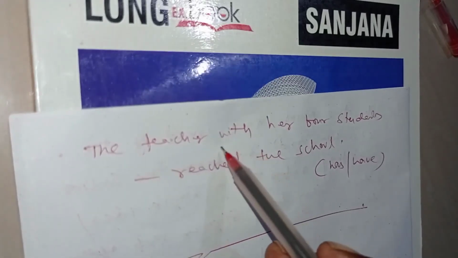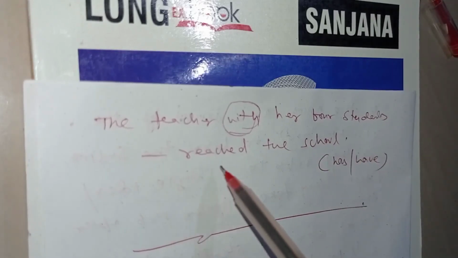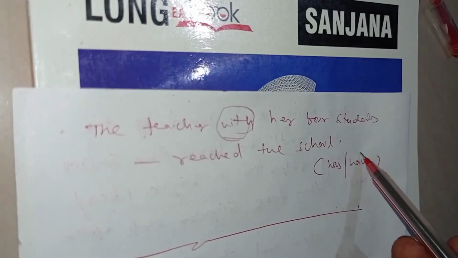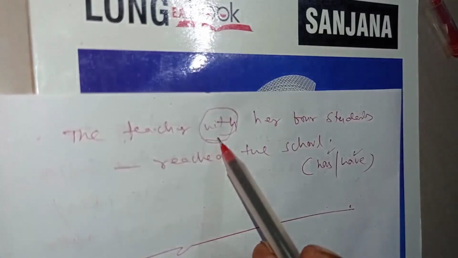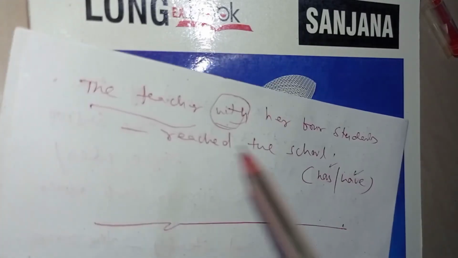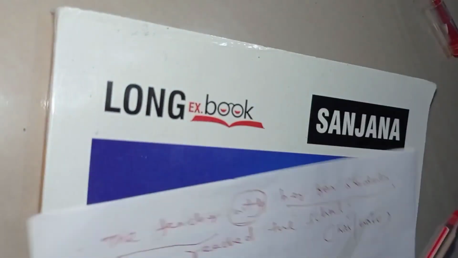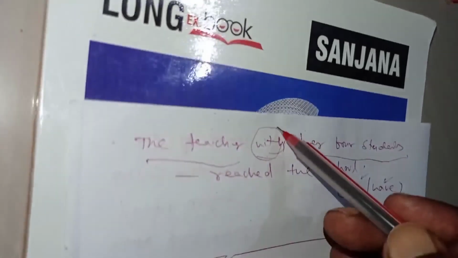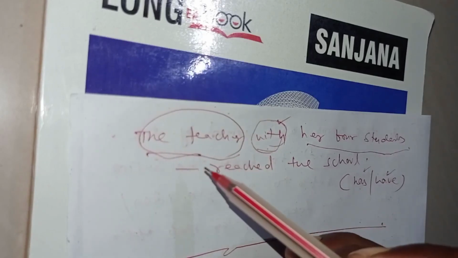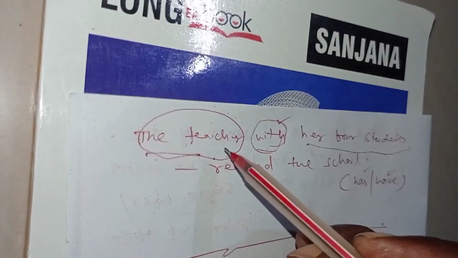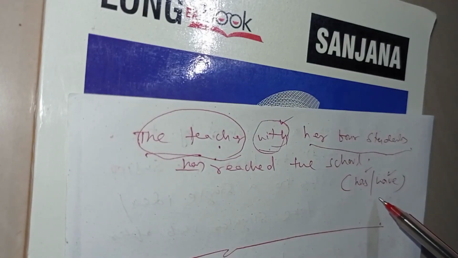Similarly, you look at another sentence. The teacher with her four students dash reached the school. In the bracket, there are two auxiliaries, has or have. You see, with the conjunction there are two nouns: the teacher is one noun, and the other noun is her four students. When these two nouns are linked with the linking word with, the verb must follow the first subject, that is the noun teacher, and for this word you have to use has. It is in present perfect form. Okay.